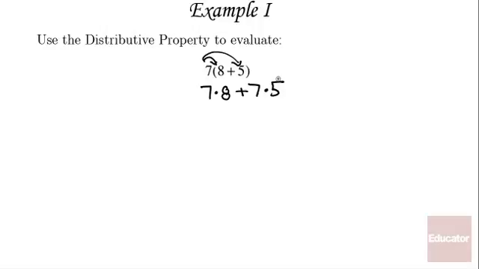Okay, so I have 7 times 8 plus 7 times 5, and I'm going to follow my usual order of operations, and that tells me to multiply. First, 7 times 8 is 56 plus 35. And when I add those two together, it yields 91. Again, I use the distributive property to evaluate this expression by multiplying the 7 times 8 and then plus 7 times 5, multiplying those two out, 56 plus 35, and then adding those together to get my result of 91.